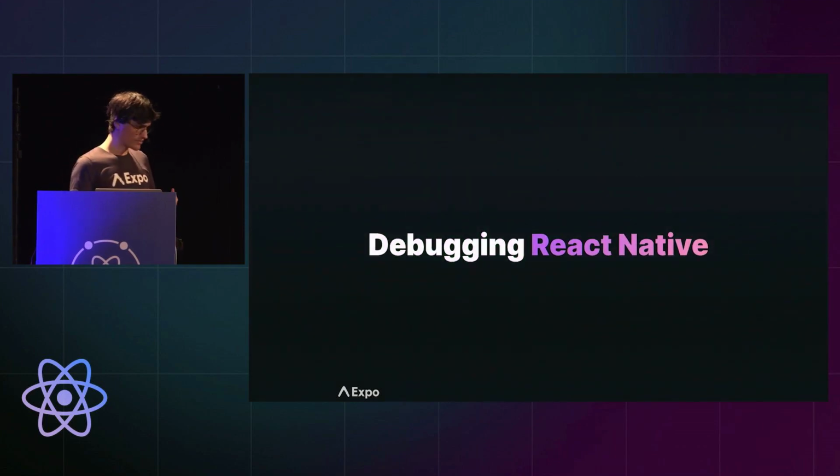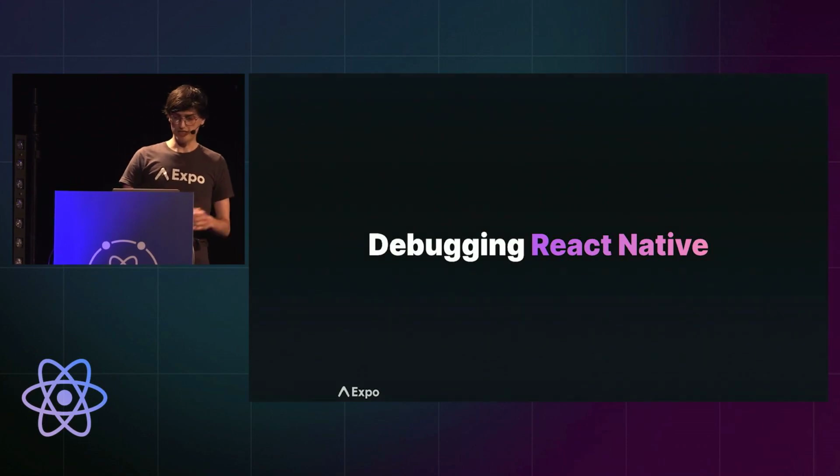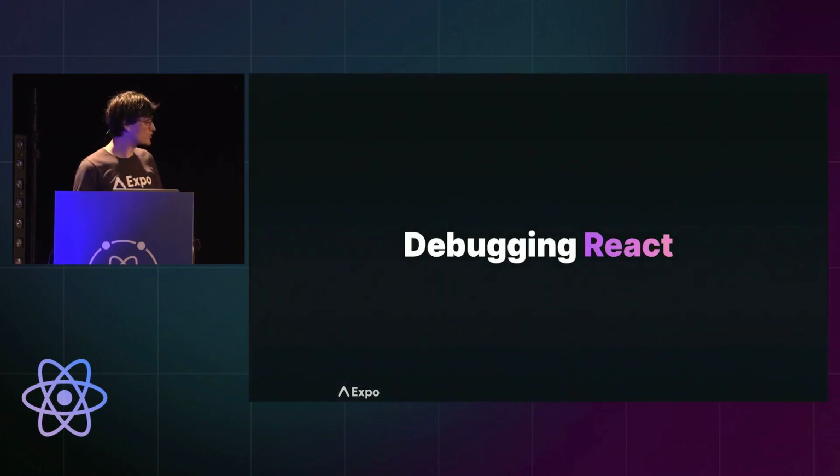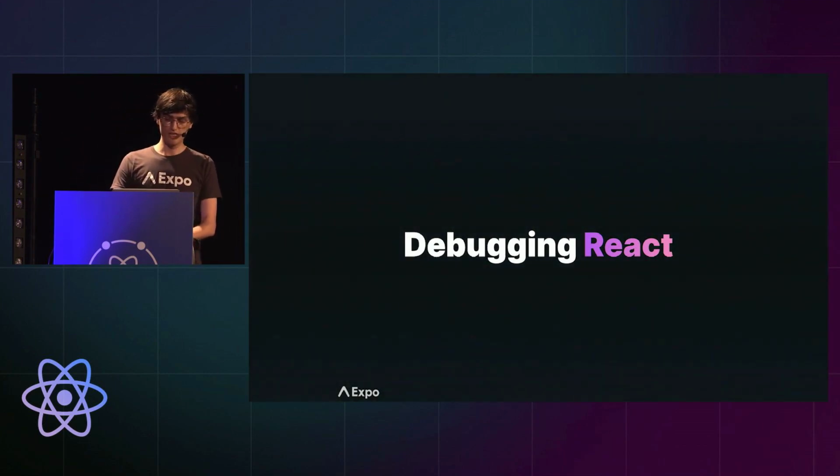So let's take a step back from debugging in React Native, because it clearly is missing something. And let's take a step back to the React world. Like, how are they debugging? They also have to debug certain errors or JavaScript side issues. So how do they do it?